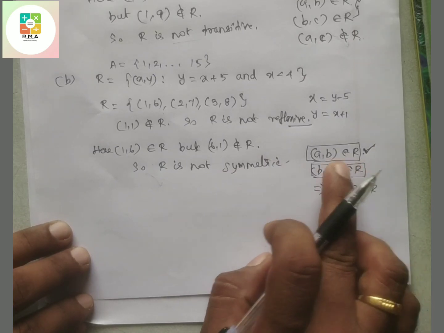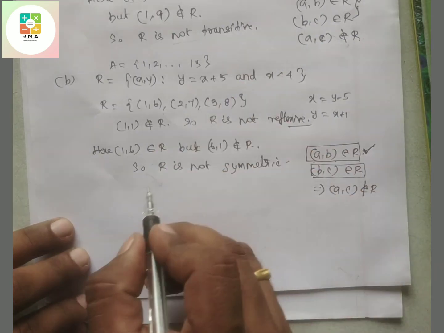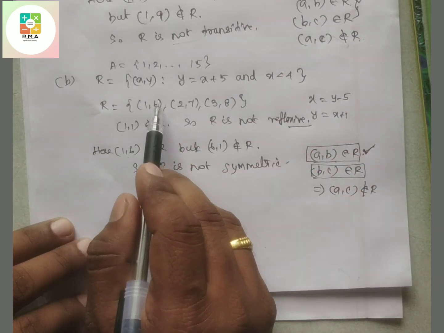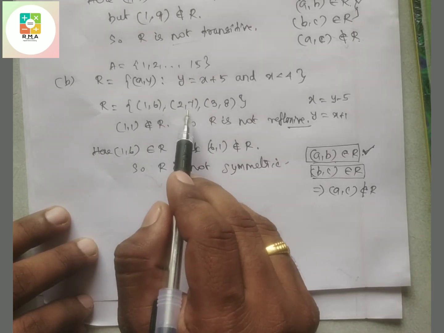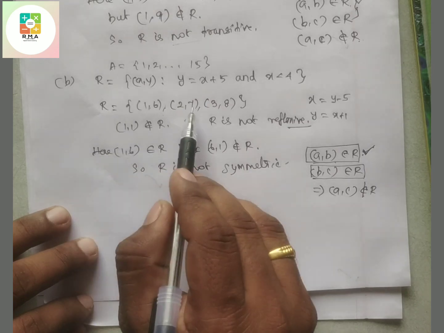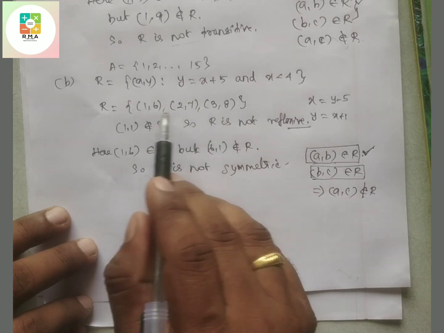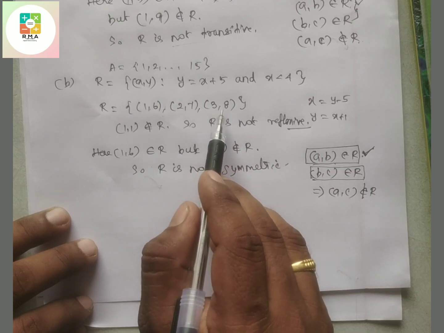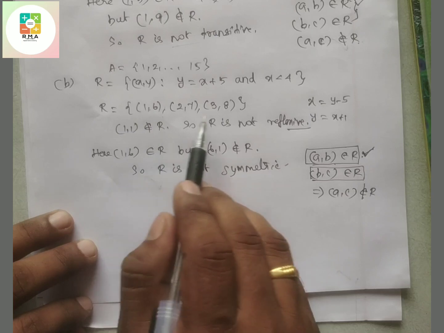Clear? That is the example problem for this. This problem is under that third category. See, (1, 6) belongs to the relation, but there is no element starting with 6. So this element is transitive. (2, 7) is in the relation, but there is no ordered pair starting with 7. So this element is transitive. Similarly, (3, 8) belongs to R, and there is no ordered pair starting with 8. So this element is also transitive. So the whole relation is a transitive relation.